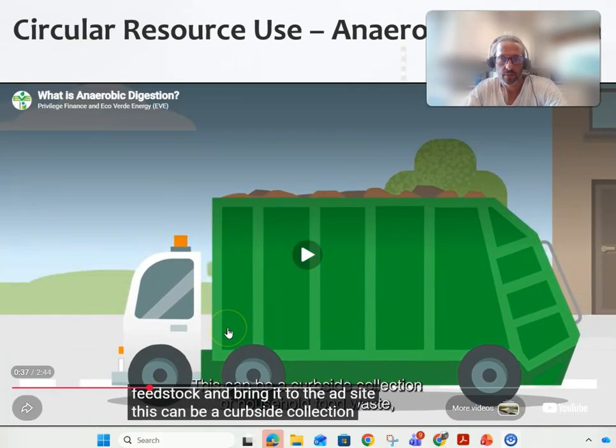Okay, so I want to pause here and point this out. This is very, very important. The source material for anaerobic digestion is organic. It has to be organic material.